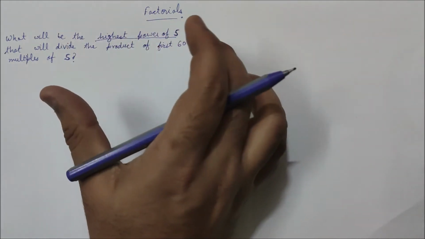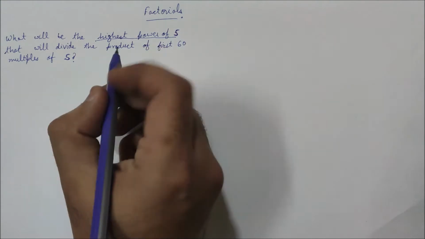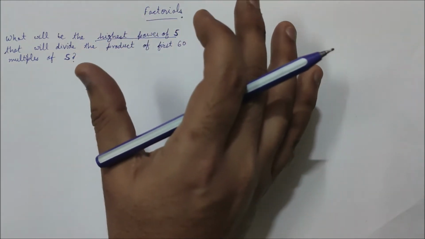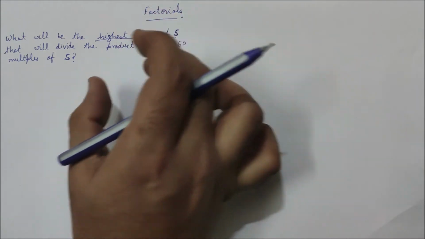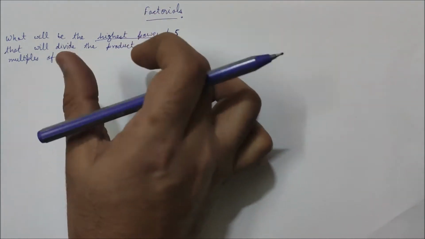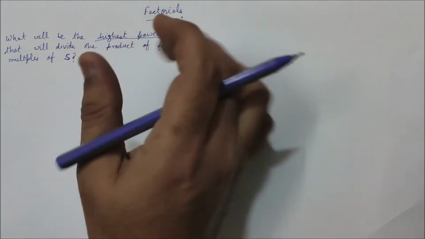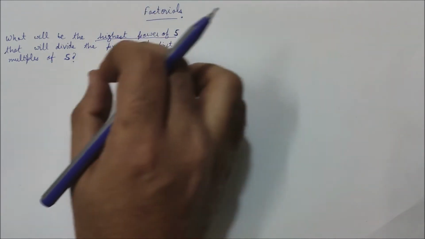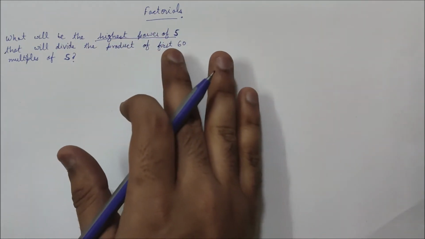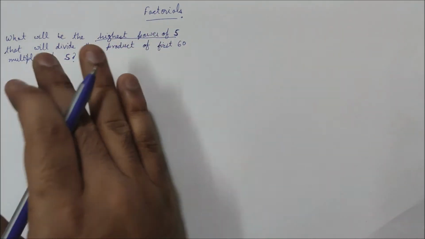Now the second part is a bit tricky and difficult to understand, which creates a lot of confusion in students. So let's try to read it slowly again and try to infer what this question means. That will divide the product of, so we are talking about some product. Let's see what product. Product of first 60 multiples of 5. So we are talking about the product of first 60 multiples of 5.